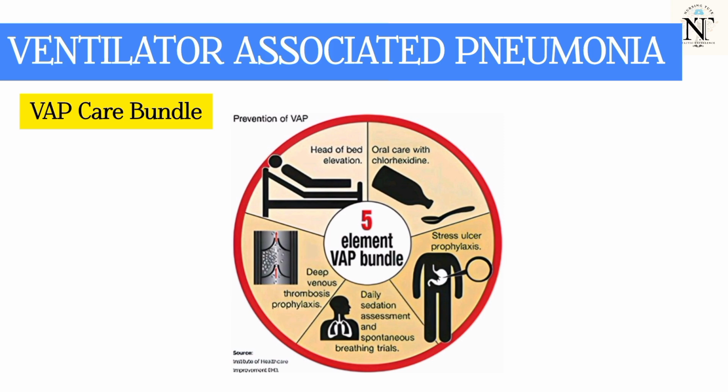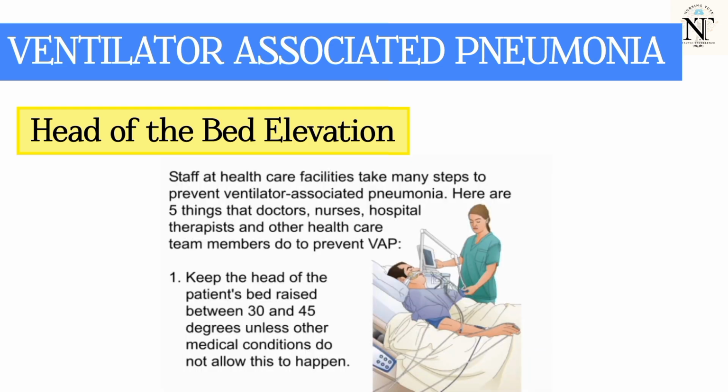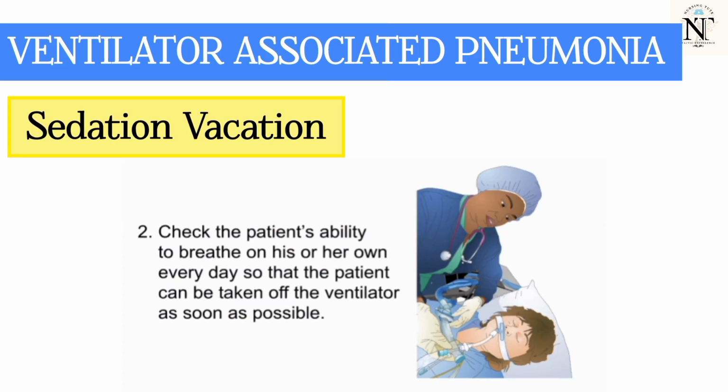So, to prevent VAP, we have the VAP Care Bundle. This VAP Care Bundle includes five key components. Those are head of the bed elevation, sedation vacation, peptic ulcer disease prophylaxis, DVT prophylaxis, and oral hygiene with chlorhexidine. Head of the bed elevation. Usually, a patient on mechanical ventilation lies supine, right? So, the supine position can lead to aspiration of stomach content into the lungs. So, in order to prevent this aspiration, we have to elevate the head of the bed into semi-recumbent position. Okay.